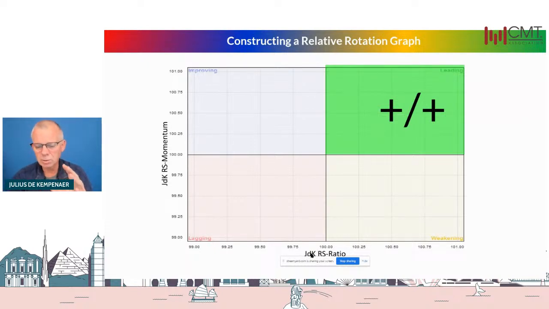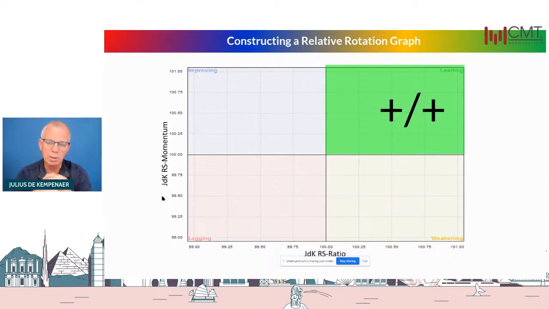So to talk you through that, this is the basic construction of an RRG. On the horizontal scale is the JDK-RS ratio, which is that red line on the graph. On the vertical scale is the JDK-RS momentum, which is that green line on the graph. So in the top right-hand corner, you find sectors. Let's stick with sectors. It can actually be anything. It can be stocks, bonds, currencies, cryptocurrencies, asset classes, anything.